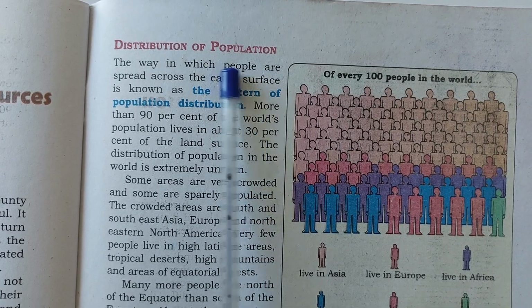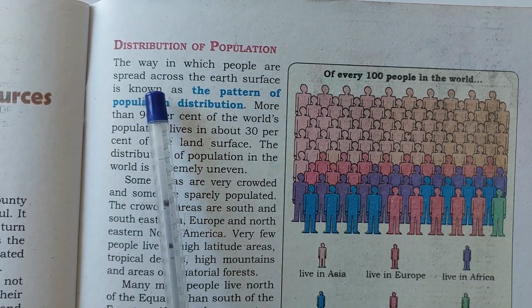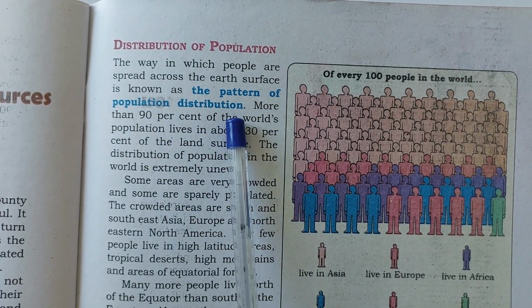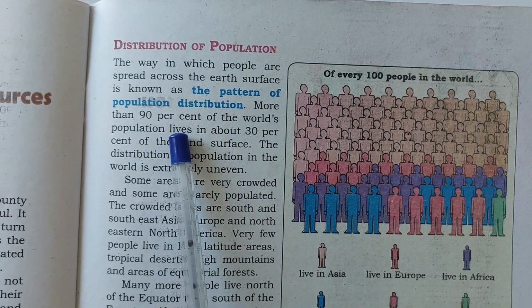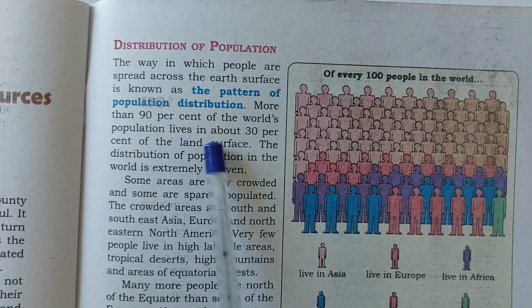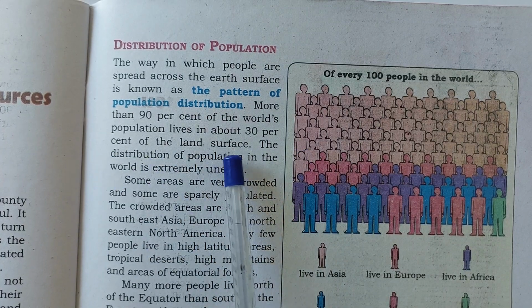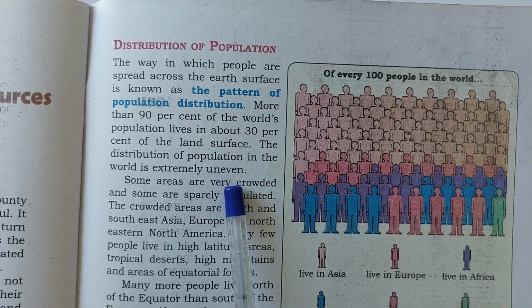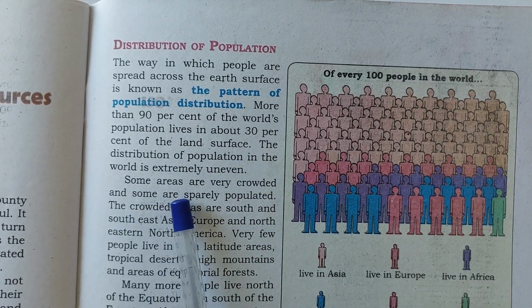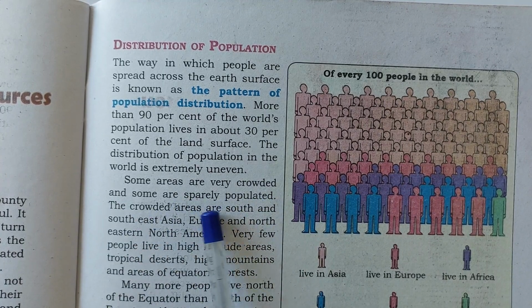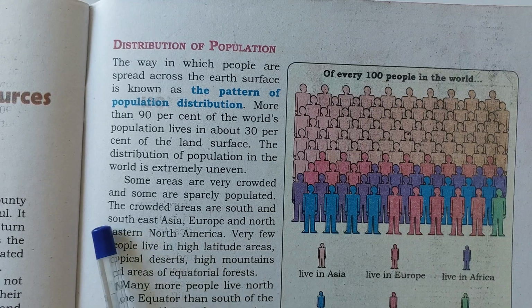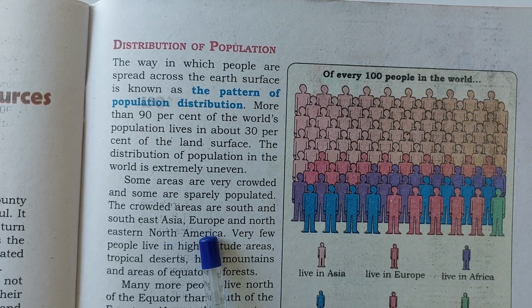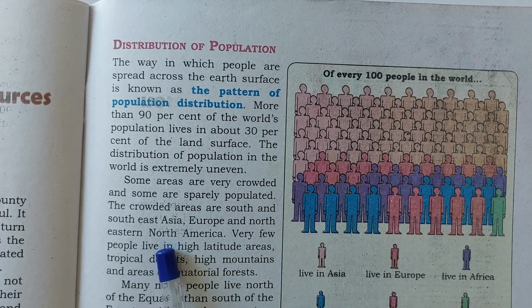Distribution of population. The way in which people are spread across the Earth's surface is known as the pattern of population distribution. More than 90% of the world's population lives in about 30% of the land surface. The distribution of population in the world is extremely uneven. Some areas are very crowded and some are sparsely populated. The crowded areas are South and Southeast Asia, Europe, and Northeastern North America.